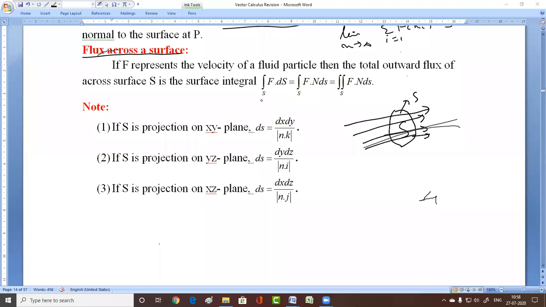Then how to find the flux? This is simply a double integral, same as our earlier discussion. Integral f dot dS or integral f dot n dS, or double integral of f dot n dS. Now this is nothing but the flux. If f represents the velocity of the fluid particle or magnetic lines or electrical lines, then the total outward flux across the surface S is nothing but the double integral of f dot n dS, where n is the unit outward normal to the surface.